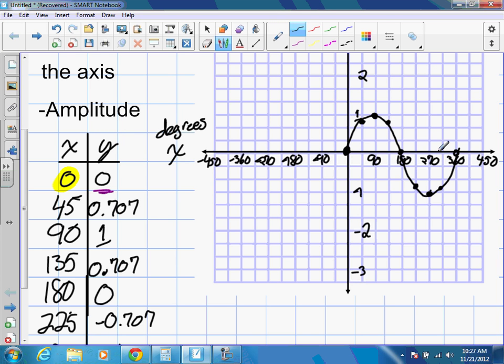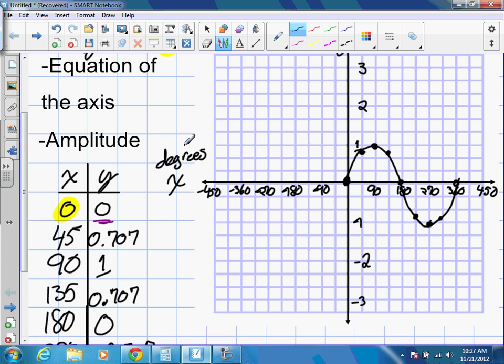360 degrees to complete an entire period. Well, this is not a function that ends. It continues this pattern on and on and on. So at 450, we're going to be back to 1. Okay? So this would go up here.